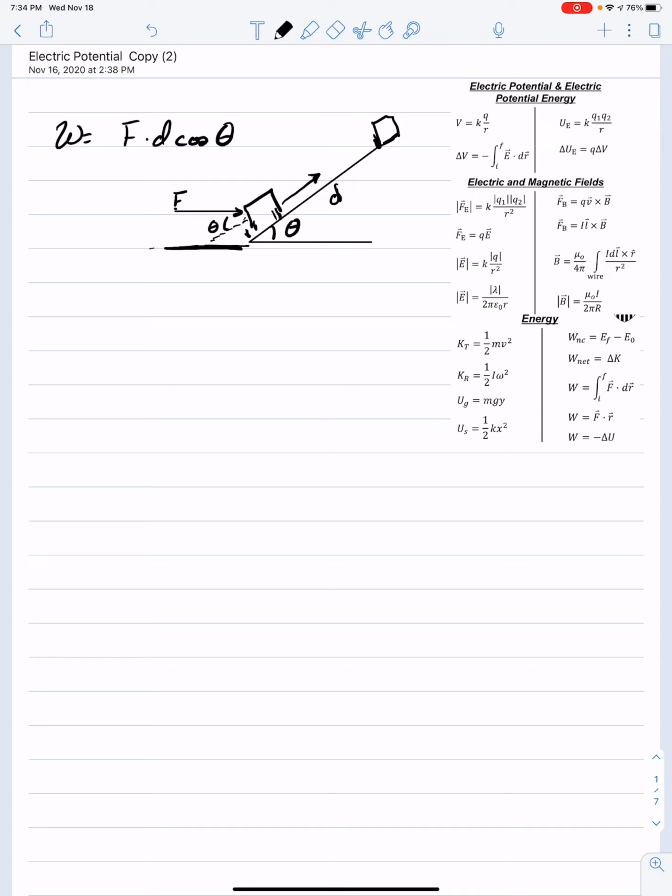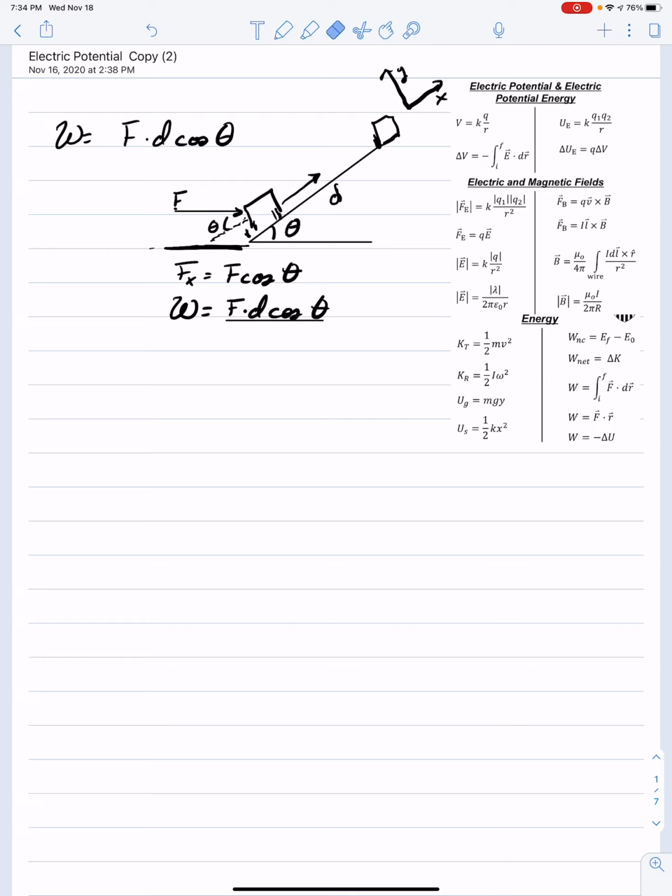Then we need to find the component that is parallel to that distance. So if I make a coordinate axis, now the x-axis is the distance that is being traveled, and I have to find force cosine theta. Thus, work equals force times distance cosine theta. That's where the cosine comes in, to ensure that both the force and the distance traveled are parallel to each other.